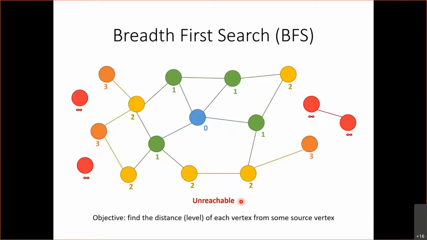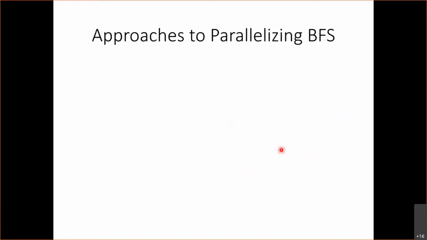So this is what we're going to do. Now the question is, how do I do this in parallel? Let's recall there are different approaches to parallelizing graph algorithms, vertex-centric and edge-centric. We're going to apply this to BFS. We're going to start by looking at a vertex-centric approach for parallelizing BFS.